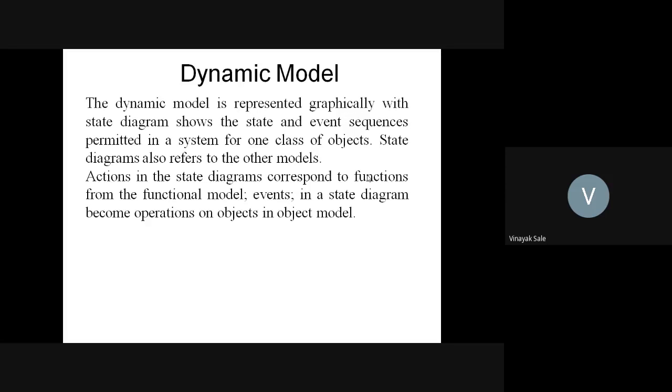The dynamic model is represented graphically with state diagrams. A state diagram shows the states and the event sequences permitted in a system for one class of objects. The state diagrams also refer to other models. Actions in the state diagrams correspond to functions from the functional model. Events in a state diagram become operations on objects in the object model.